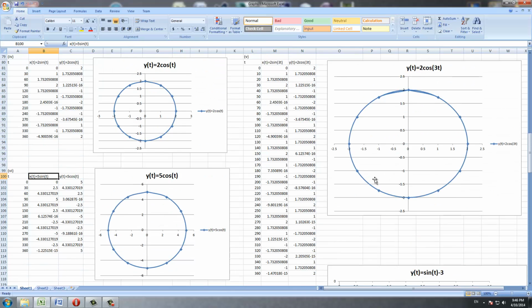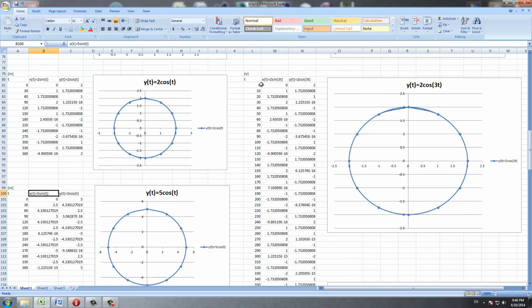And then how do I control the speed? I think I said that in here. If I multiply the time by the speed I want, so if I want 3 times the speed, I multiply time by 3. This will create 3 circles in the time that it would normally create 1 circle.